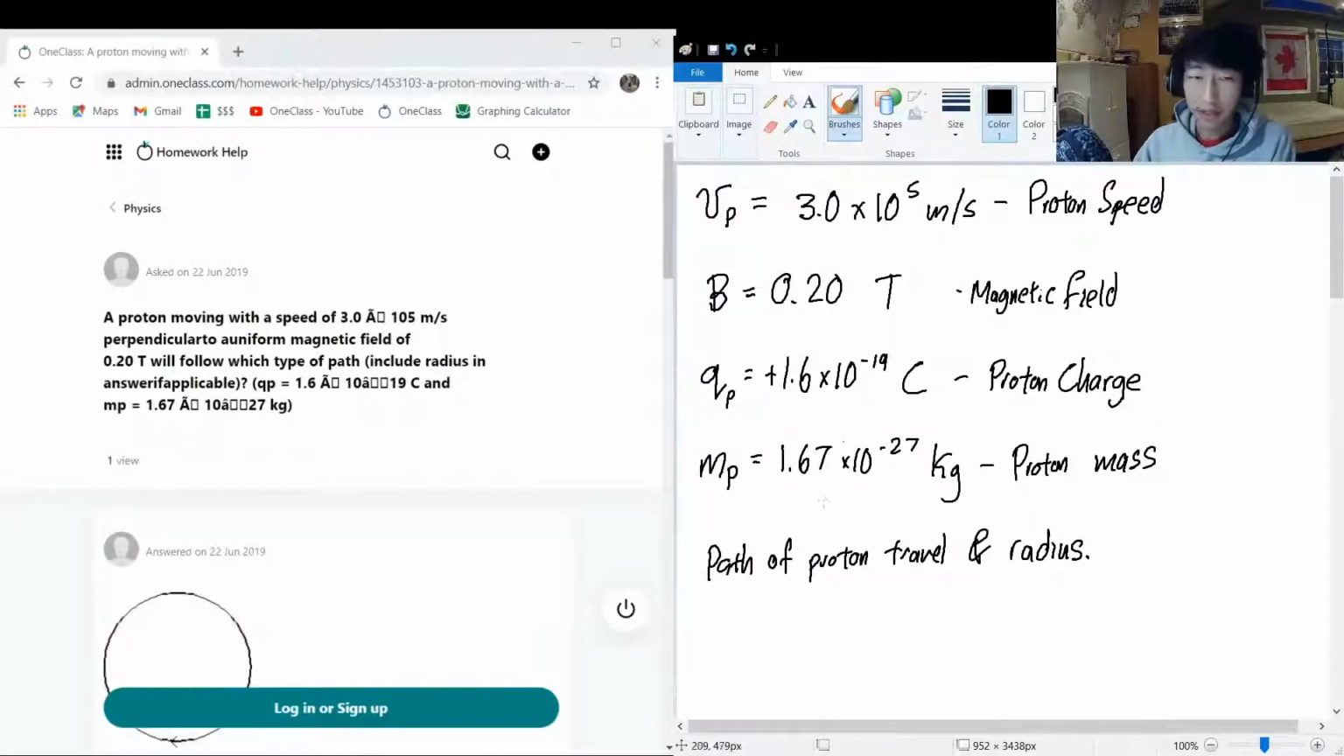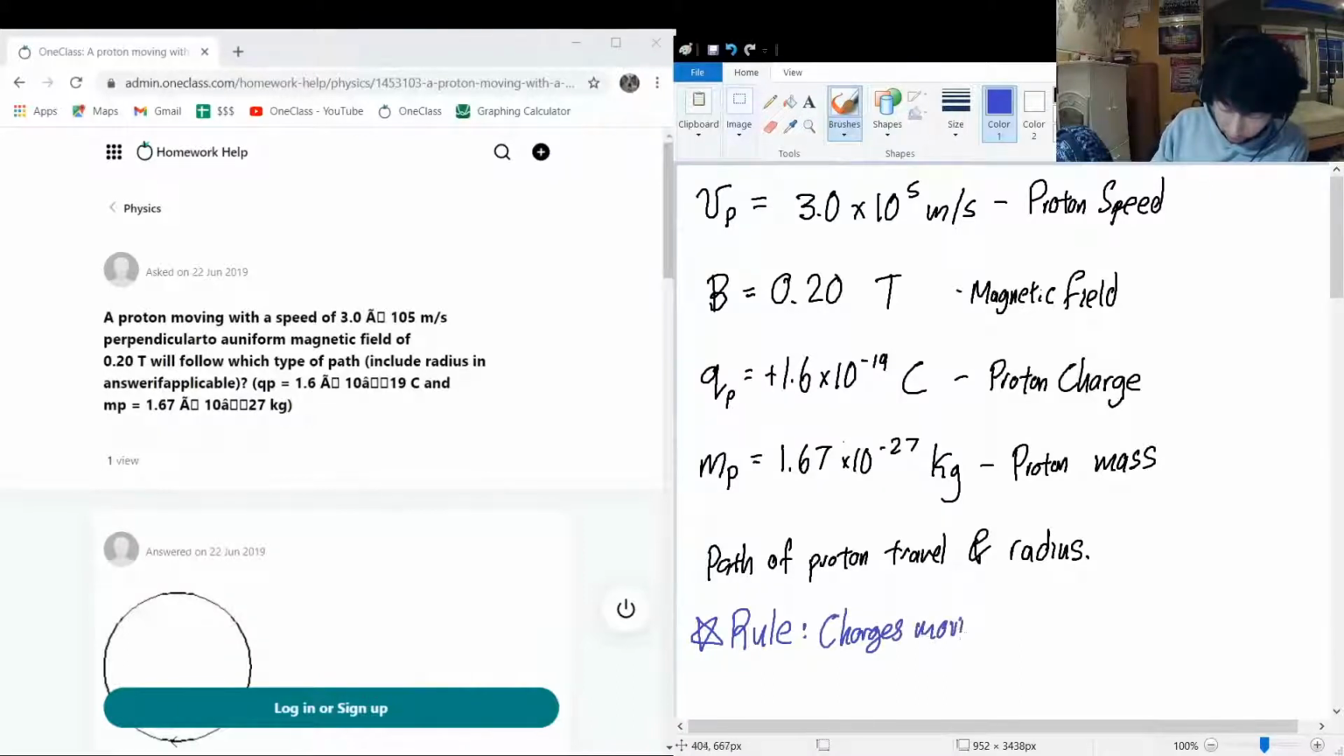And the first thing that we want to mention is, I'll write this in a different color, maybe purple. Important. This is a rule that we always know about charges moving in magnetic fields. So, charges in magnetic fields always follow circular paths.